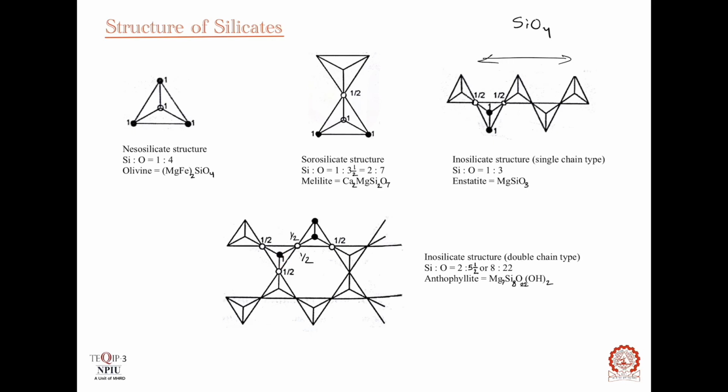So for the 2 silicon atoms, the number of oxygens will be half, half, 1, 2, 3, 4, 5, and half. So the ratio is 2:5 and a half. For 2 silicon atoms, the number of oxygens will be 5 and a half. Or this ratio we can represent as 8:22. The example is anthophyllite. See here, the ratio between silicon and oxygen is 8:22.